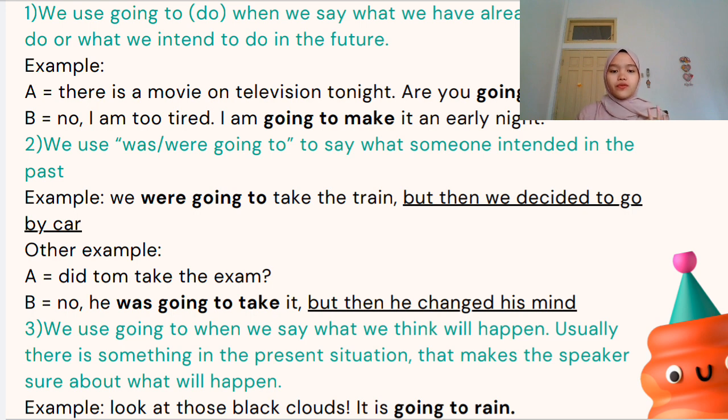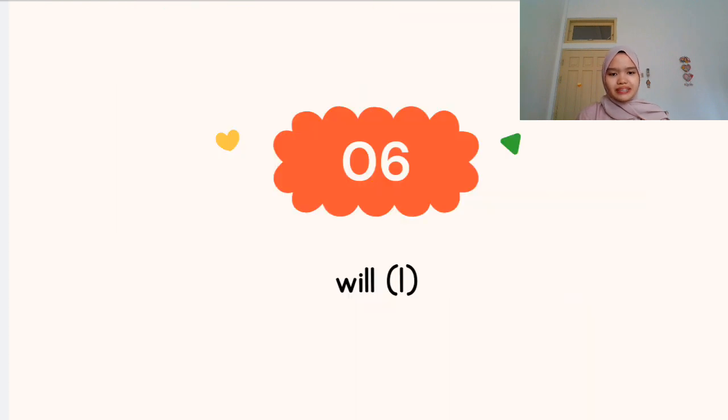And then number 3 is we use going to when we say what we think will happen. Usually, there is something in the present situation that makes the speaker sure about what will happen. For example, look at those black clouds. It's going to rain. So it means that the black clouds are already in the sky now, and do not use will in a situation like this.